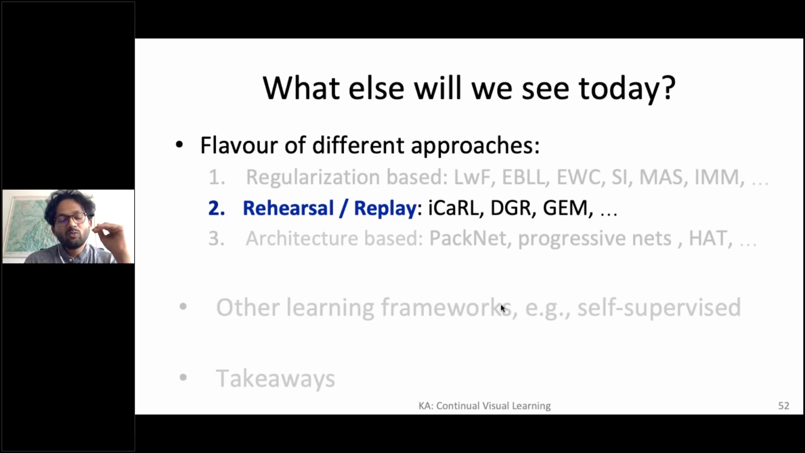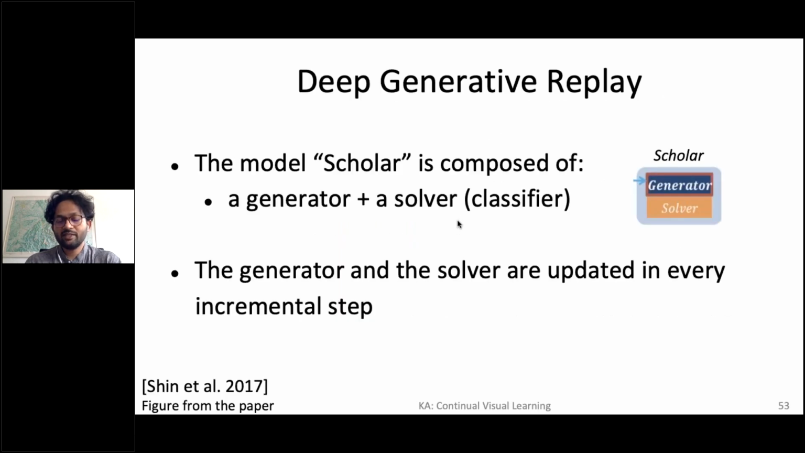Okay, so we talked about one method for rehearsal replay, which is that of iCaRL, where you're storing the samples. So now we'll see the alternative of generating these samples. Here is one example from a few years ago, which uses the idea of a scholar, which is essentially a composition of a generator and a solver. The solver is the classifier or the model that makes our predictions eventually, and the generator is the one that generates the samples corresponding to my previous tasks.